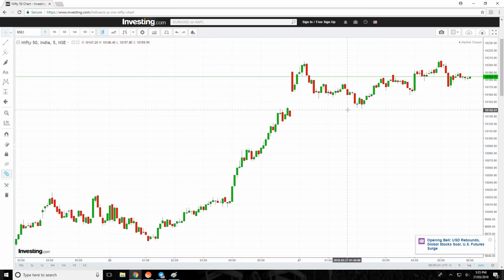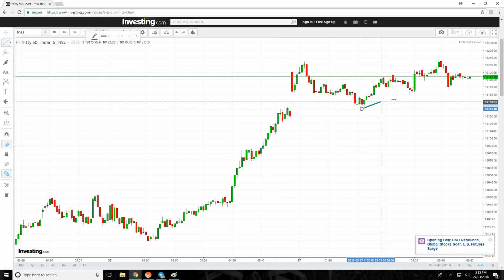Now this you can use for tomorrow. Okay, this you can use for tomorrow. So see, we have this swing low here, right? We have this swing low, which is finding support right here at the close of yesterday. So this is a pretty significant point for us, right?